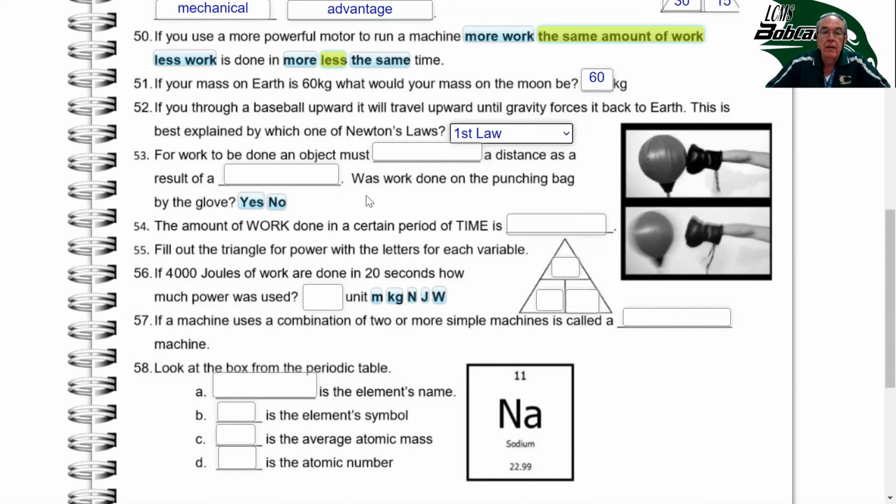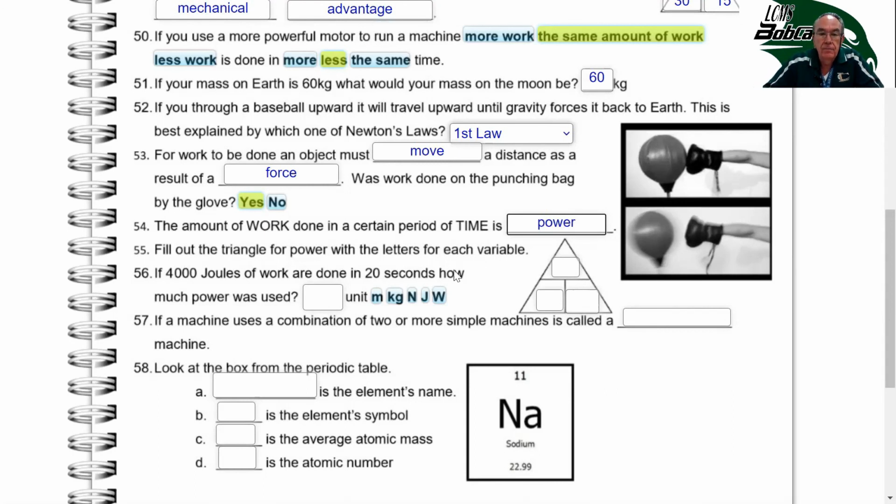For work to be done, an object must move. And we said if there's no motion, there's no work. A distance is a result of a force, which is the equation for work, which is force times distance. Was work done on the punching bag? Well, the force made the object move, so yes. The amount of work done in a certain period of time is power.